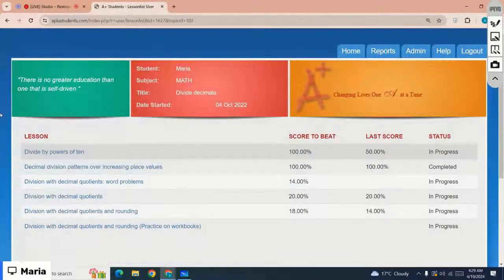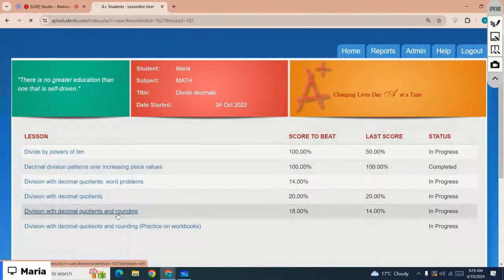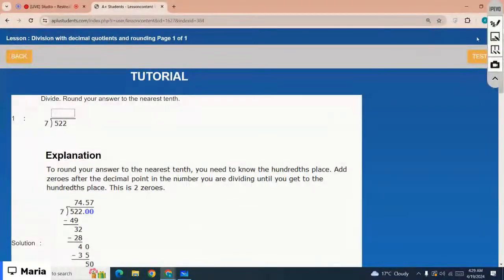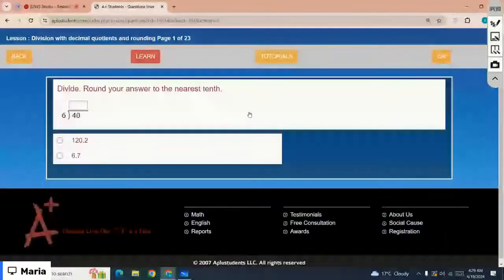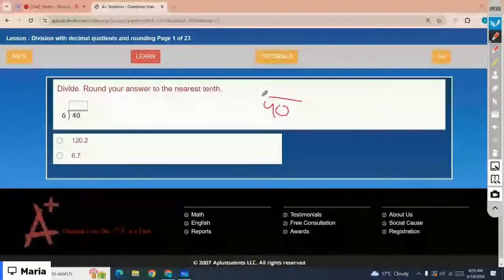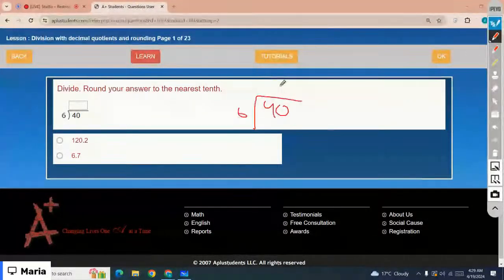That is division with decimal quotients and rounding. Okay, you have to do the same things. Let's just start with the practice questions. Okay, 40 divided by 6, which is the correct option. Let's just divide. 6 times 6 is 36, right? And 40 minus 36 is 4. Put a decimal point over here and 0 over here.